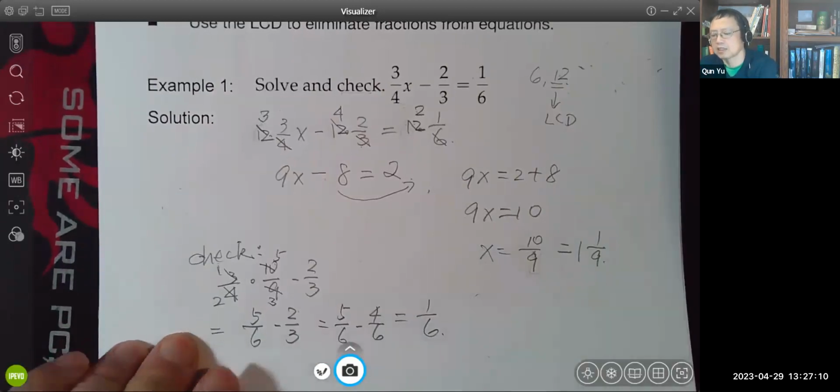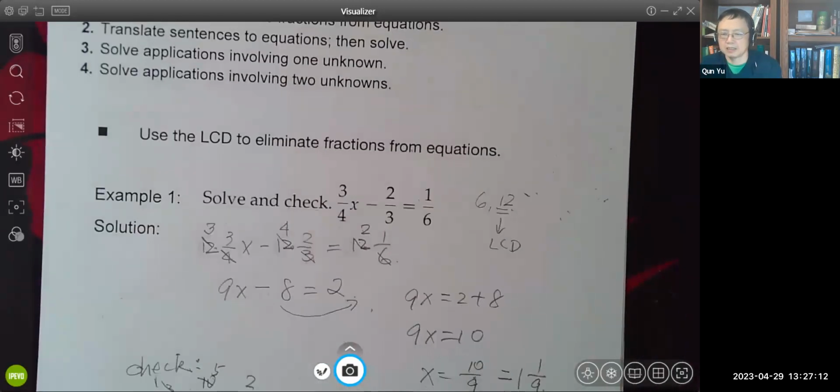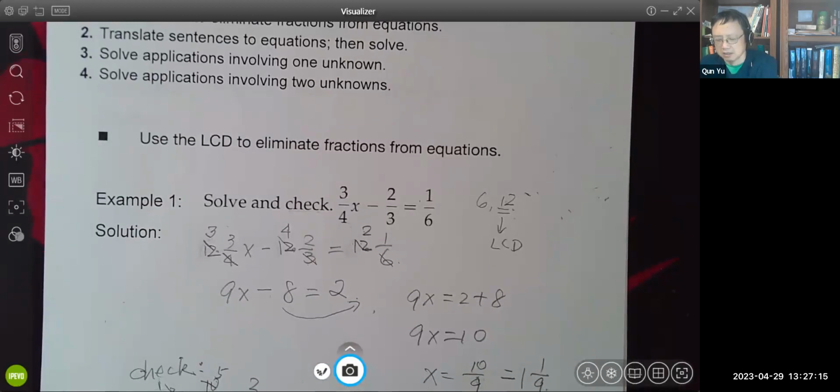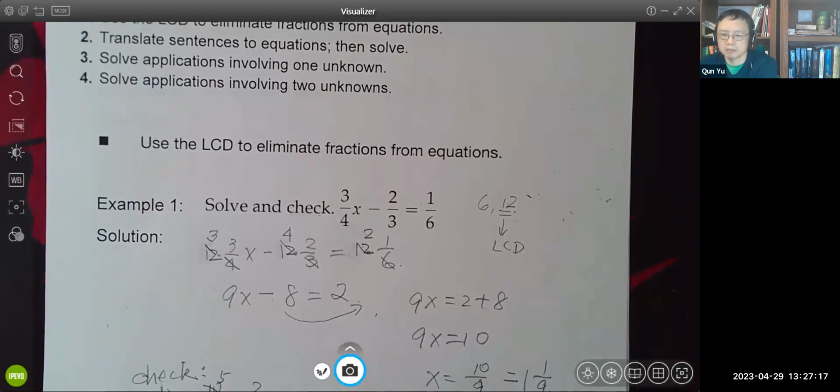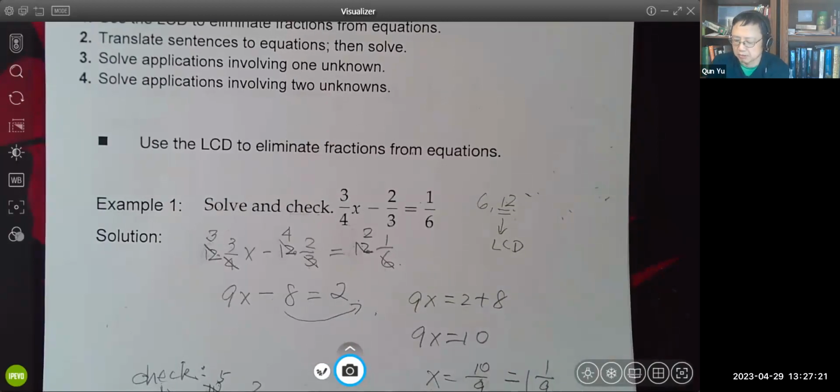The key logic behind this whole process is to get rid of the denominators by multiplying the whole equation, every term, by the LCD, the least common denominator.